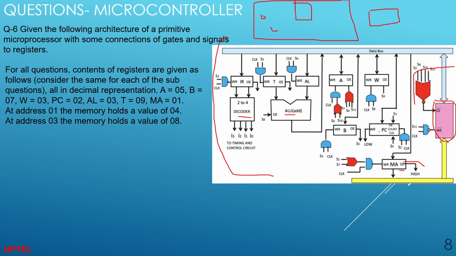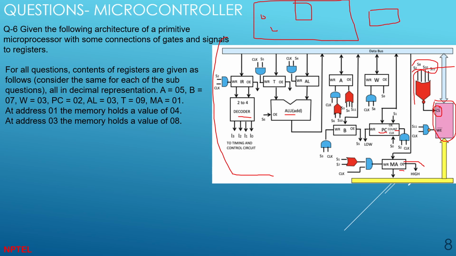Then there is a PC. PC is the program counter. It counts and increases one by one. When this count is enabled, it will add. And this is the chip enable, CS. I don't remember exactly what it stands for, but this is how it works. These are the inputs you can give: S1, S2, S3. This is the basic introduction, and let's move on to the question.